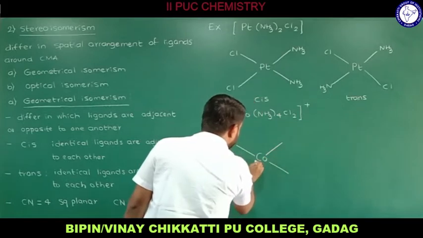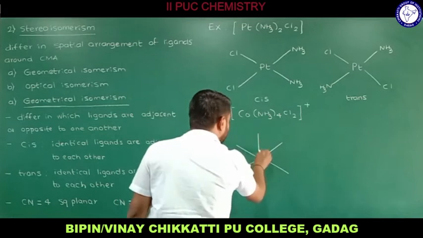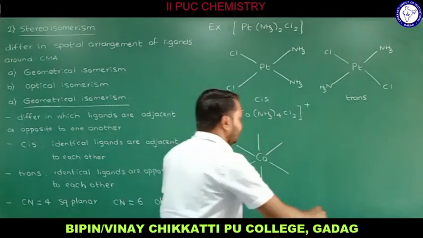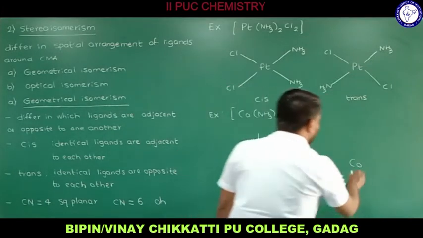Four ligands will be at the corners of the square. One ligand will be above the plane and one ligand will be below the plane. That is how we draw the octahedral geometry. And one more isomer I am supposed to draw, so let me draw the shape in that manner also.